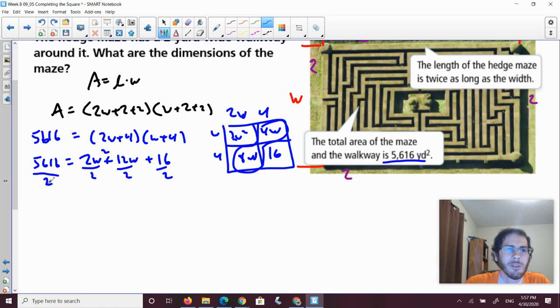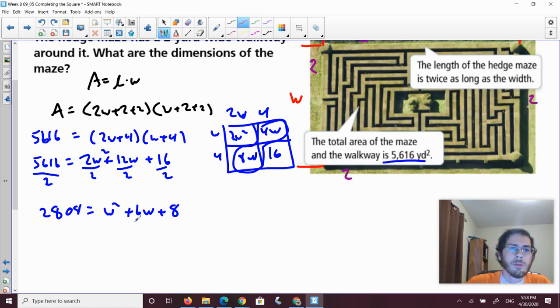5616 divided by 2. So that's 2808, and then another 8. W squared plus 6W plus 8. All right, so it looks like now we've got W squared by itself. It looks like I'm ready to complete the square. So I'm going to go ahead and complete the square now.